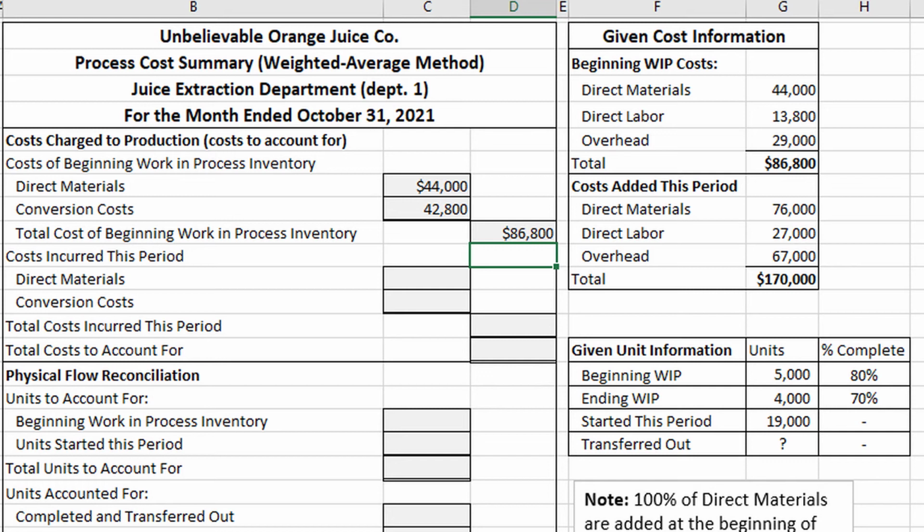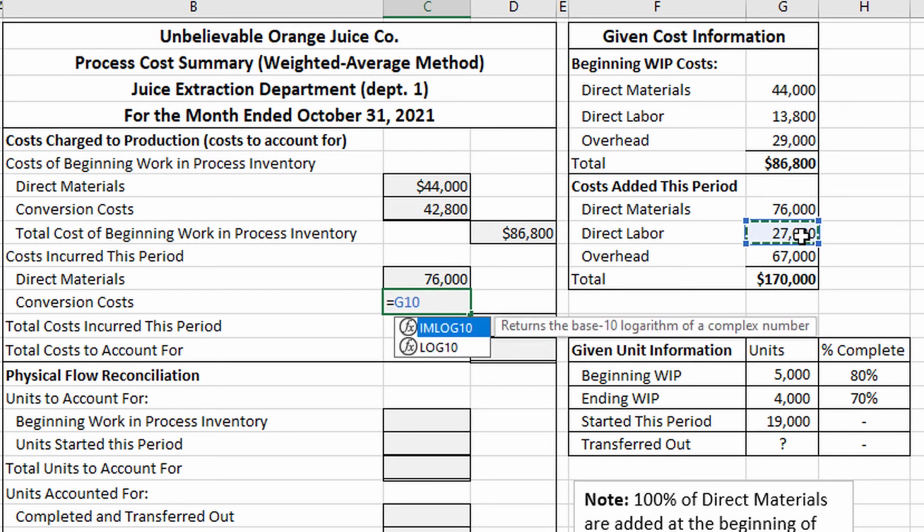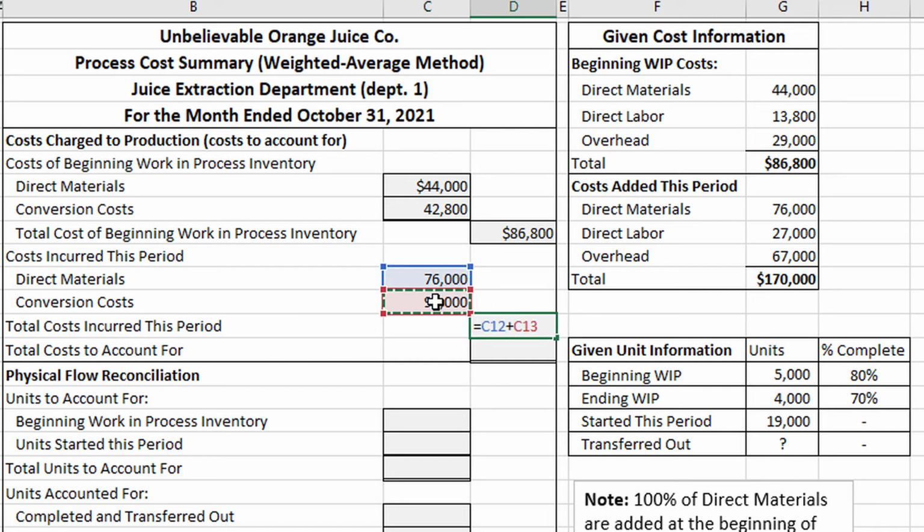We can use the same idea to complete the cost incurred this period section. First, for direct materials, the cost added this period are $76,000. So we can type that in. The conversion costs, being the direct labor and overhead, are equal to $27,000 plus $67,000, which is $94,000. The total costs incurred this period is just the sum of those two numbers. So we can add those two together. $76,000 plus $94,000 is $170,000.